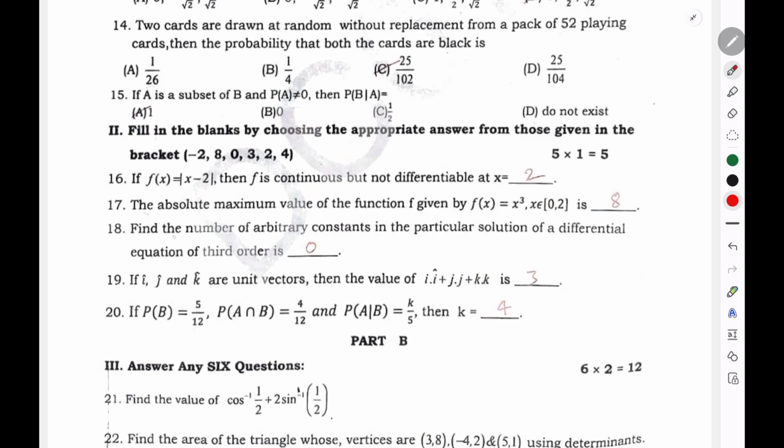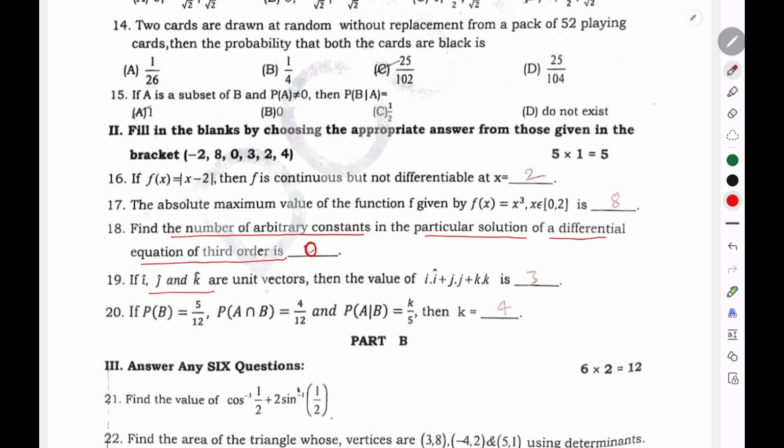Next, find the number of arbitrary constants in a particular solution of a differential equation of third order. We know that a particular solution does not have any arbitrary constant. It means the number of arbitrary constants in a particular solution would be 0.